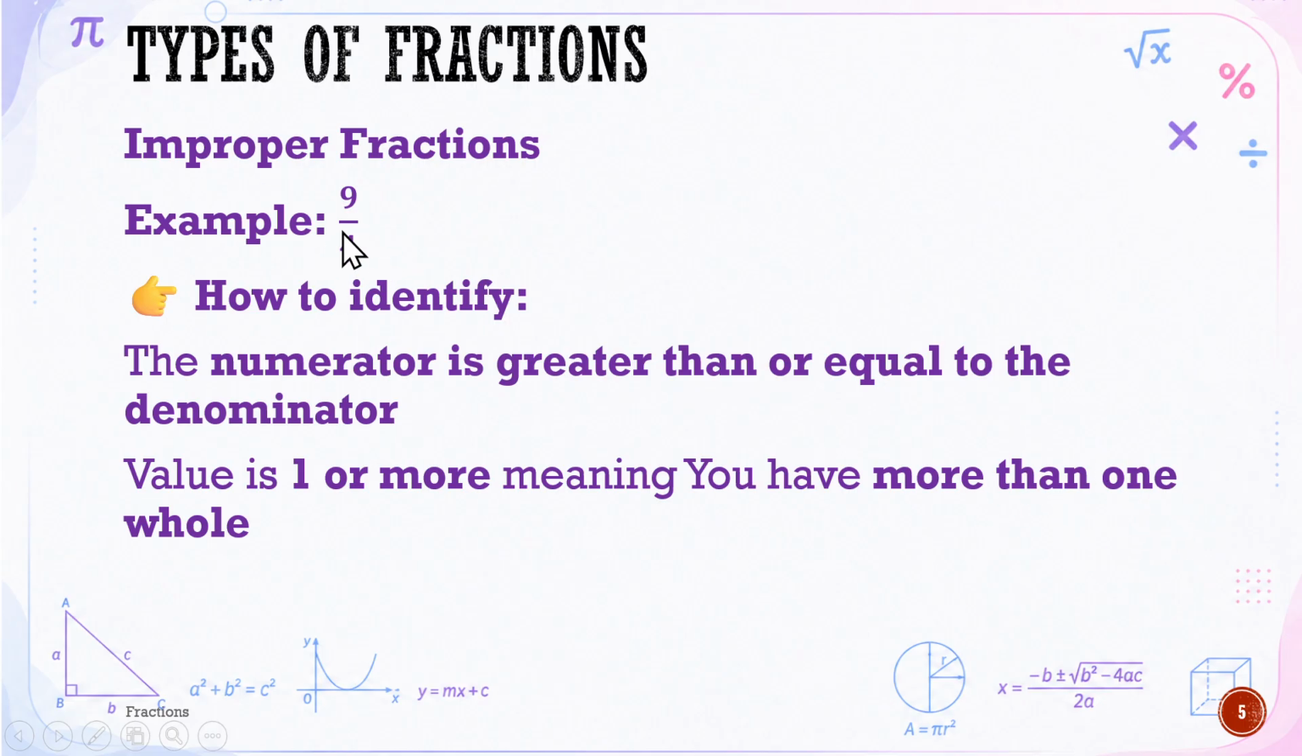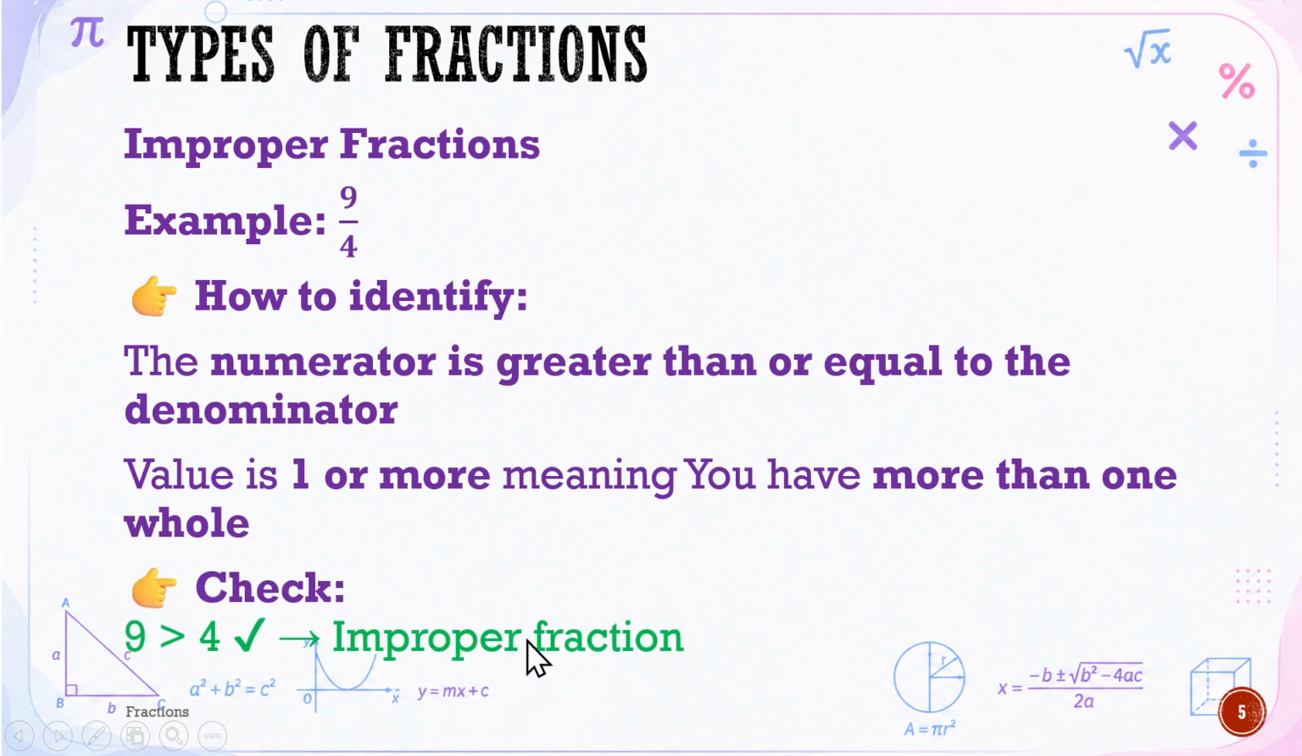So my one whole value was divided into 4 equal parts, but how much am I taking out of it? I am taking 9, which is more than the one whole. That's why 9 by 4 is an improper fraction. Opposite to proper fractions, in an improper fraction we check that the numerator is greater than or equal to the denominator. As 9 is greater than 4, this is an improper fraction.